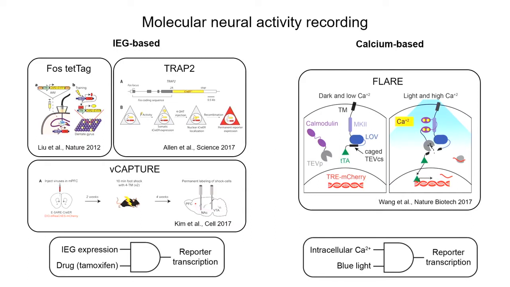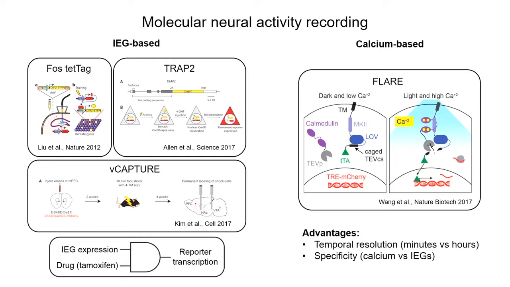And so this other class of tool, which is much more recent, and one of the first examples was developed in Alice's lab a couple years ago by Wenjing Wang. And this is a tool called FLARE. And this is a calcium-based transcriptional reporter of neural activity. So in this case, rather than immediate early gene expression, we're relying on intracellular calcium dynamics in the neuron to report the neural activity. And then to gate the time window, we're using blue light instead of a drug.